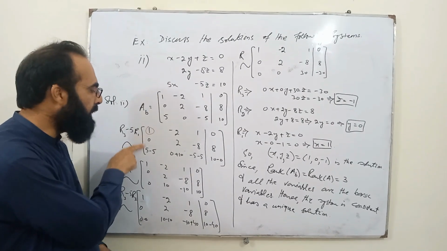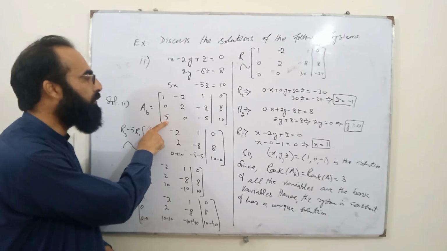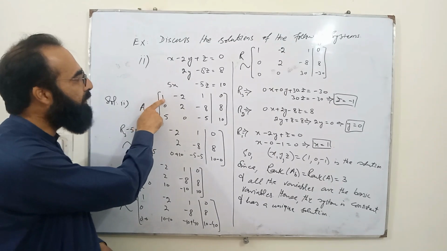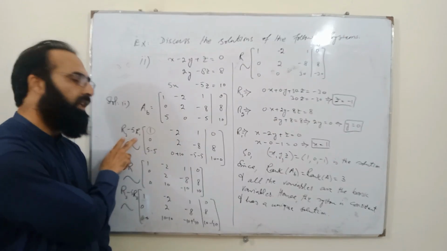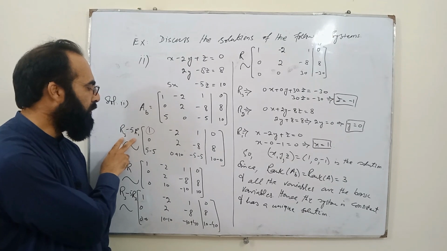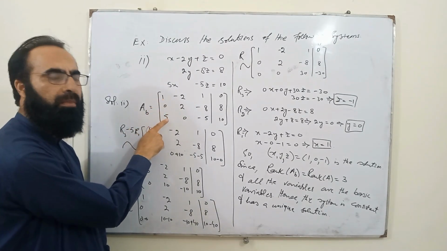So we have to eliminate 5 from the system, and for this purpose we will subtract 5 times our first row from the third row. So this one is our desired result. So just subtract 5 times of R1 from R3.